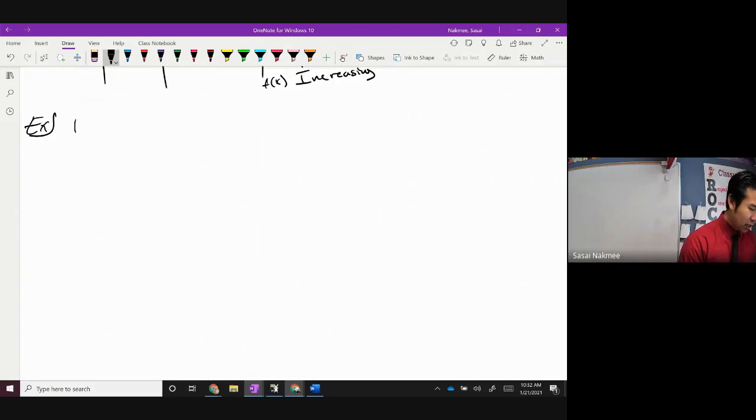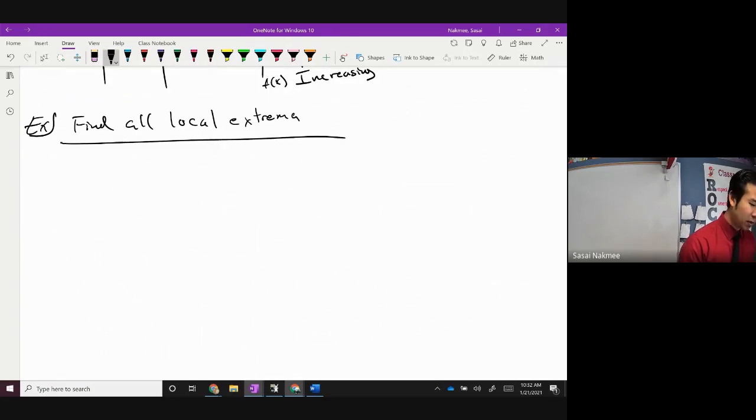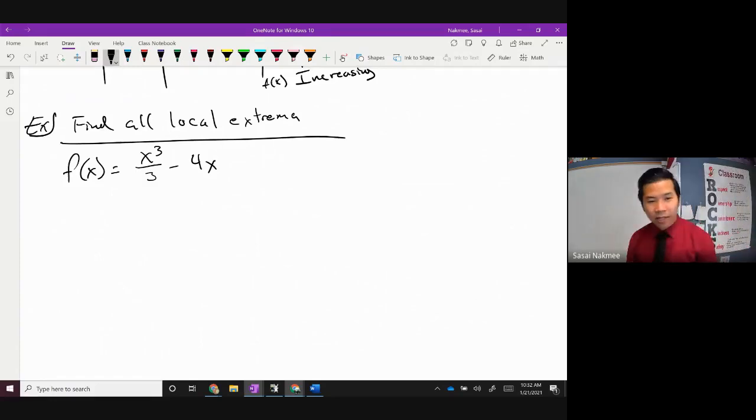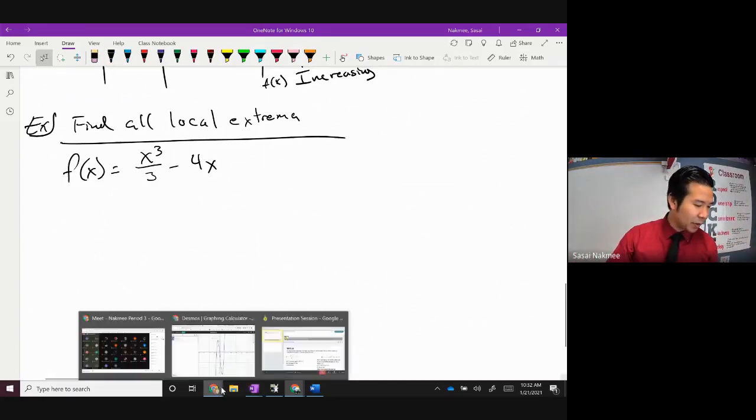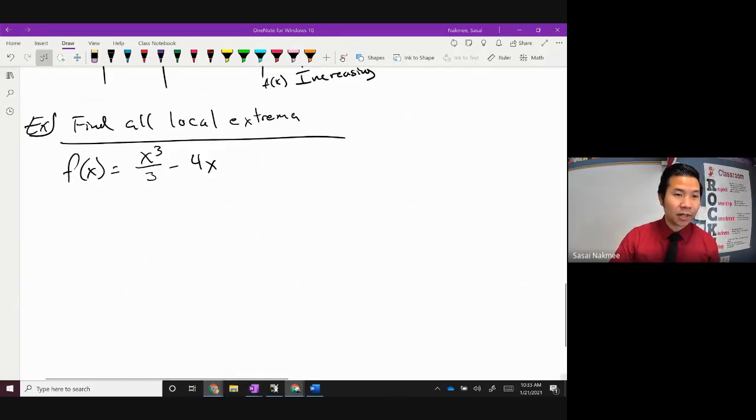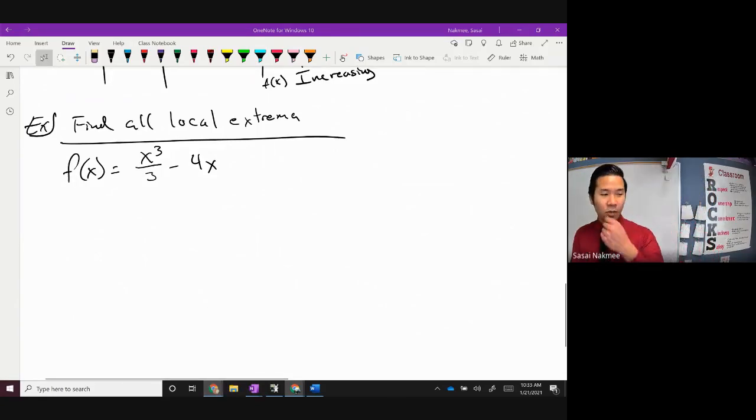Let's go ahead and find all local extrema. Find all local extrema for this function right here, f of x equals x cubed over 3 minus 4x. You guys go ahead and try this problem. I'm going to clear your Pear Deck so you guys can do it on there. I want to see you guys attempt this problem here.